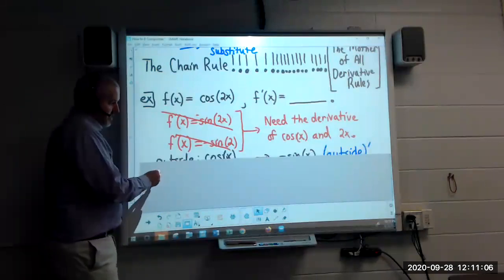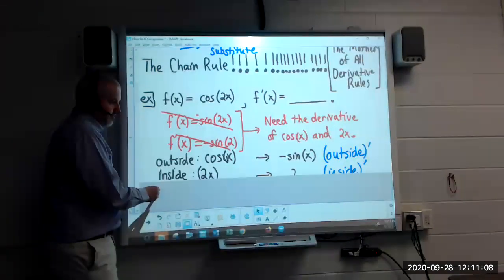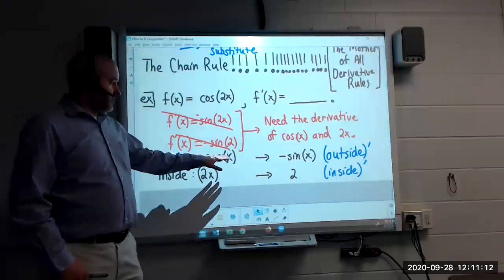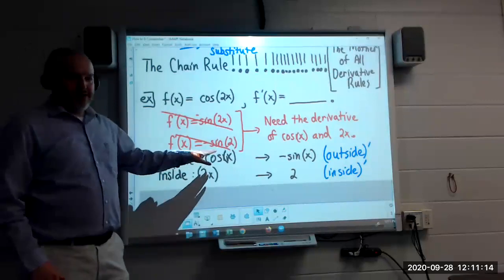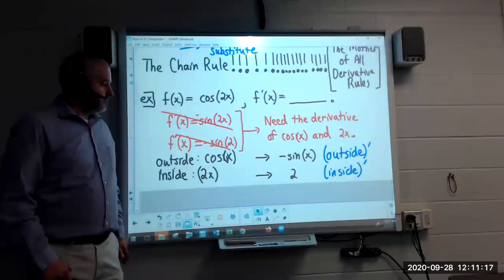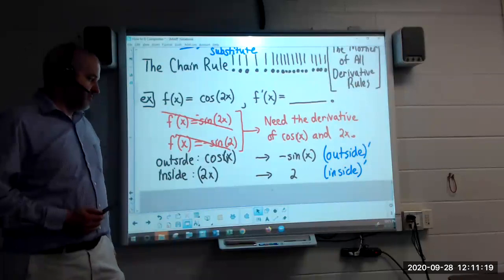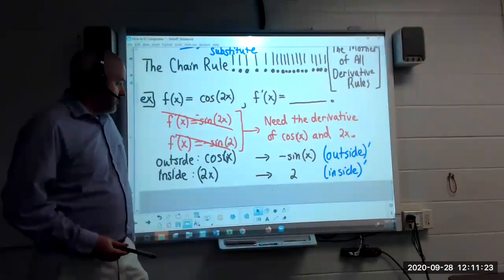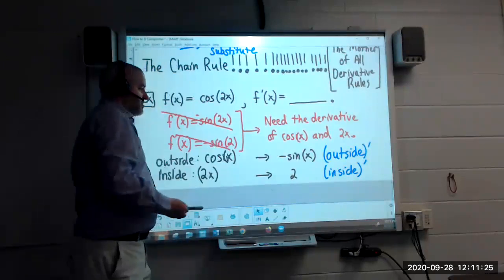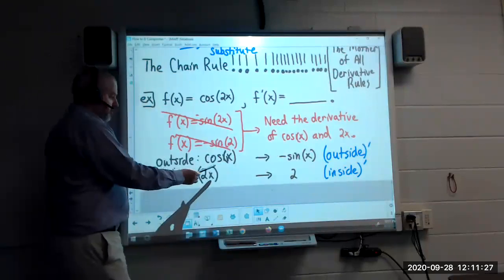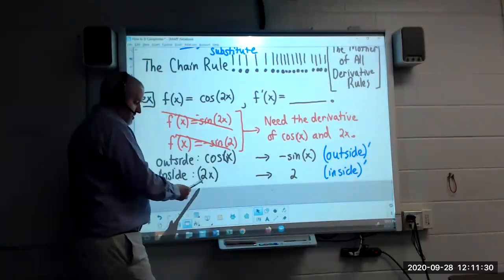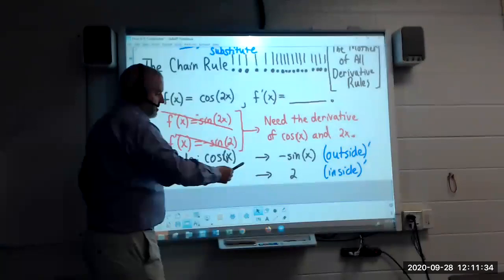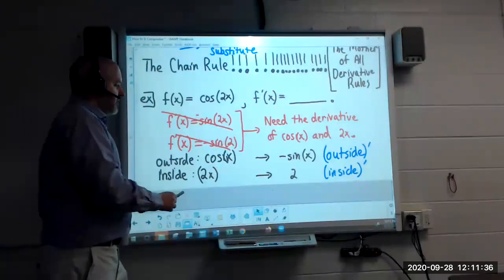Or expressed slightly differently, but with the same idea, we want to do that first activity we did today, where we identified the functions. And then after we identified the functions, we take those derivatives. That's what the outside prime and inside prime are. So the outside function we said was cosine of x. The inside function was 2x. The derivative of cosine is negative sine of x. The derivative of 2x is 2.